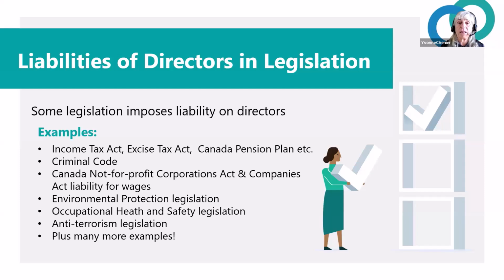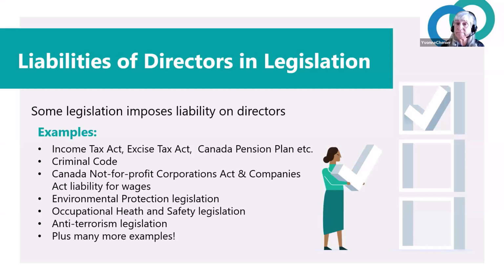But if you're in that area where the environmental protection legislation does apply, then you need to make sure that the directors know that they could be responsible for certain things under the legislation if the organization is not doing what it's supposed to do. So occupational health and safety legislation, I talked about that earlier, as one of the big external influences on nonprofits in Alberta, and that has lots of liabilities that it could impose on directors of an organization.